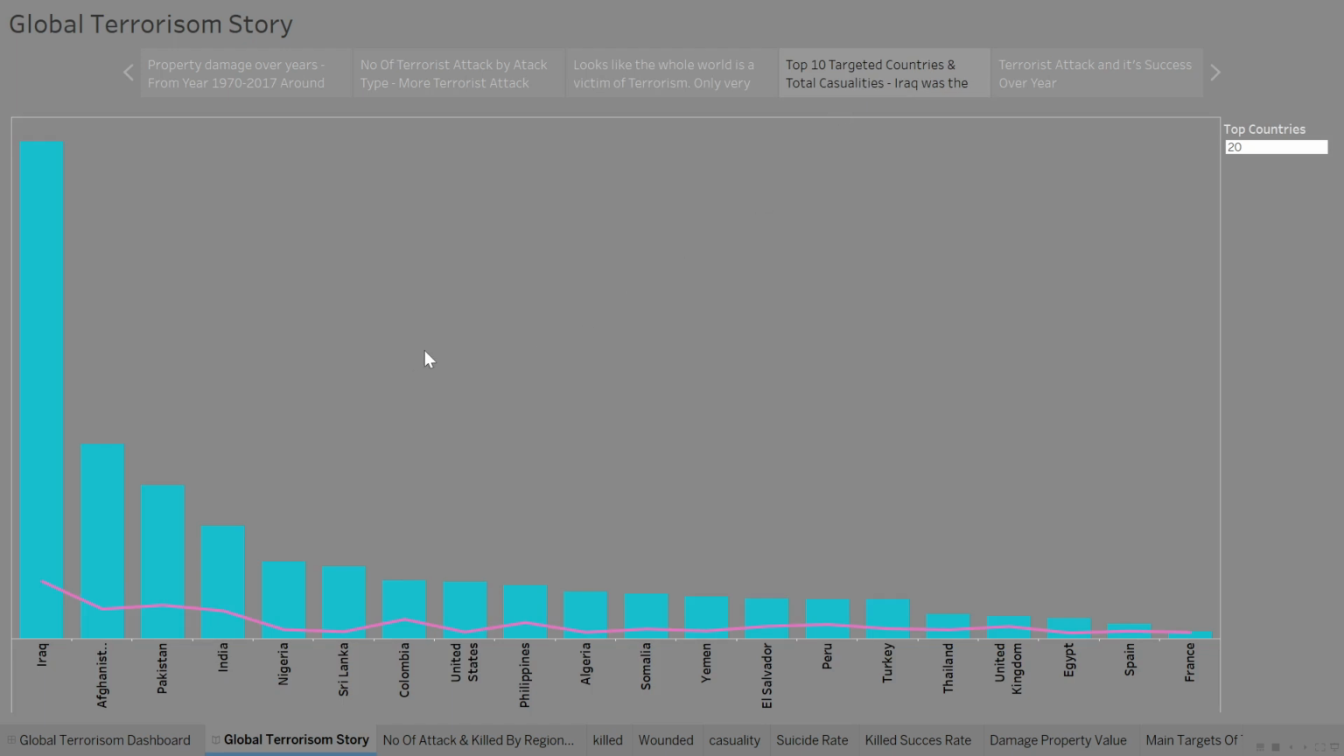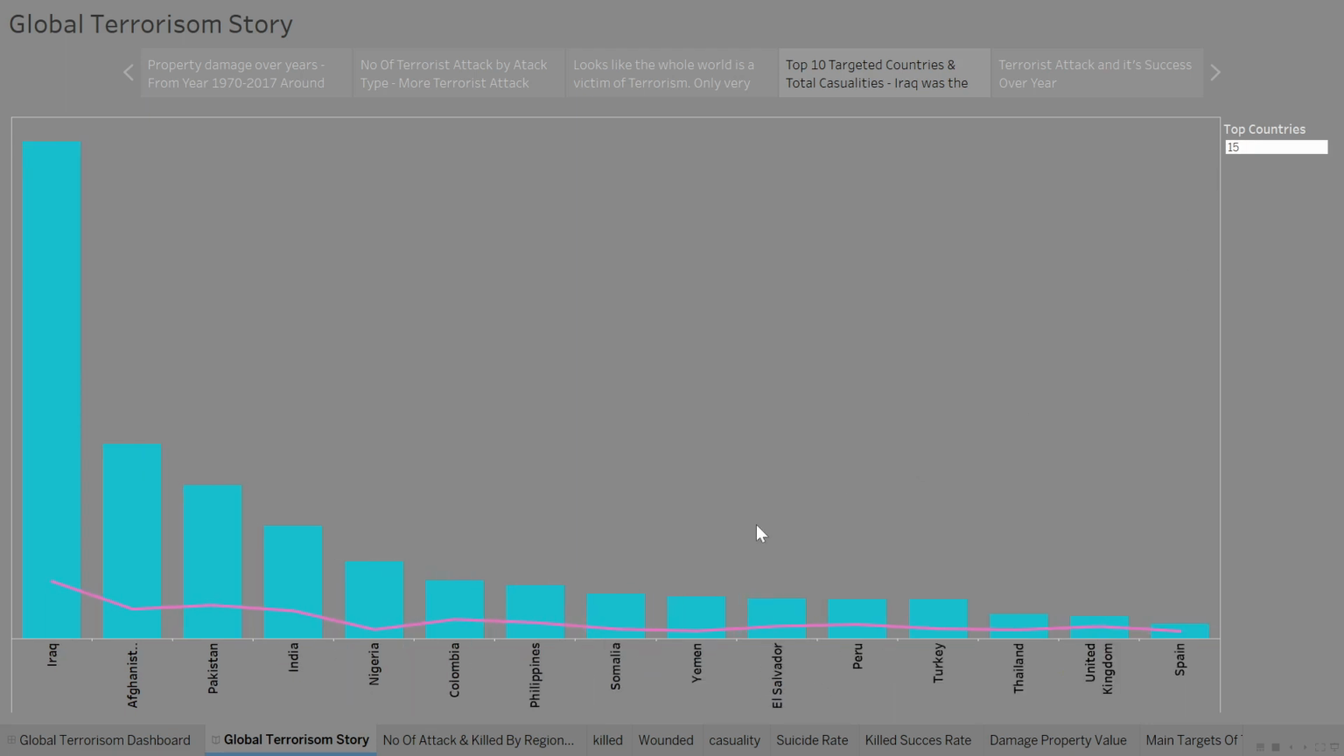This fourth graph shows the total attacks. These lines are the total attacks and these bars are the casualties, the number of casualty people. In Iraq, we can see total attacks are 24,636 and casualties are 2,13,279, followed by Afghanistan, Pakistan, India. Also, you can see 15 countries.